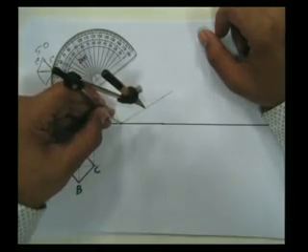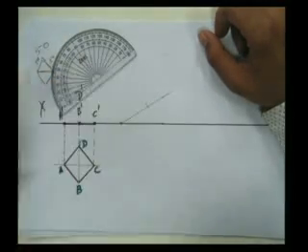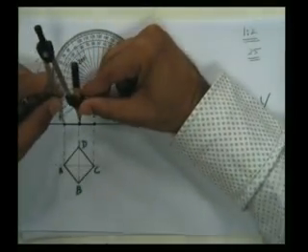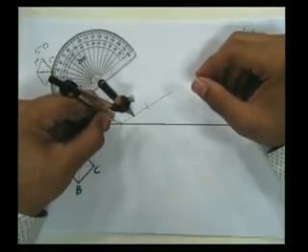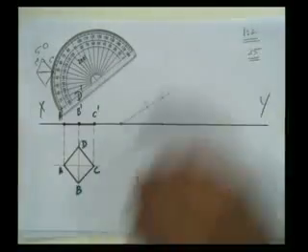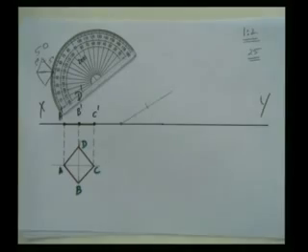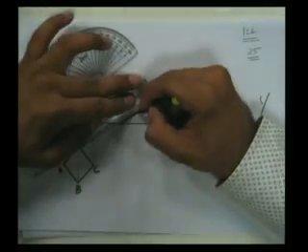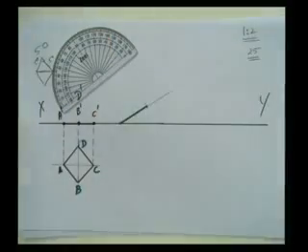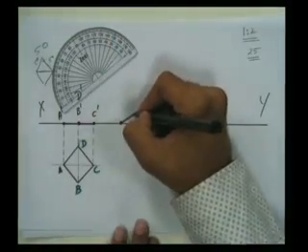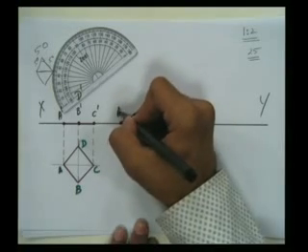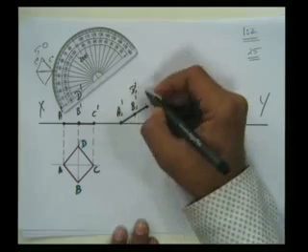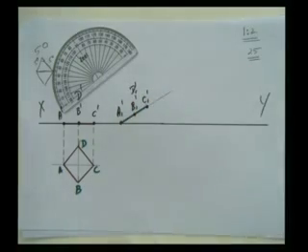put my point here, cut an arc here, and I'll take the distance AB and I will cut an arc here. Now I'll draw the line via sketch pen so that it becomes dark. Mark the points A1 dash, B1 dash and D1 dash, C1 dash.